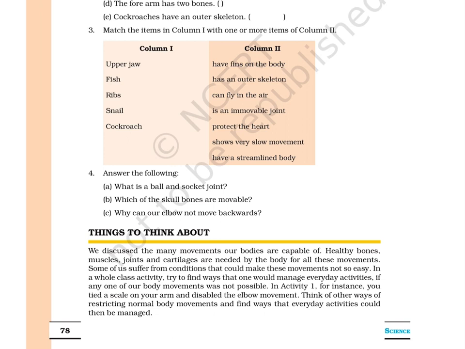4. Answer the following. A. What is a ball and socket joint? B. Which of the skull bones are movable? C. Why can our elbow not move backwards?